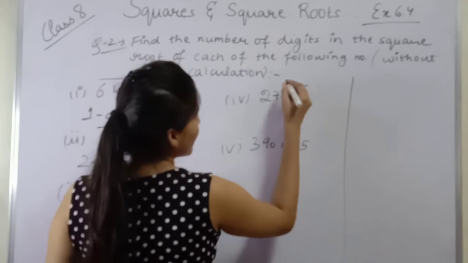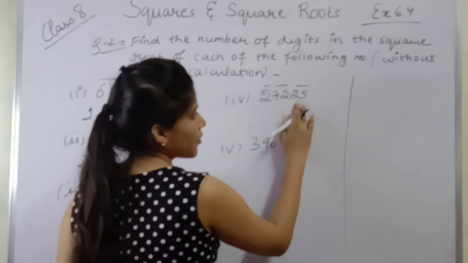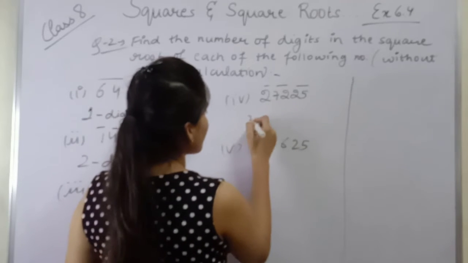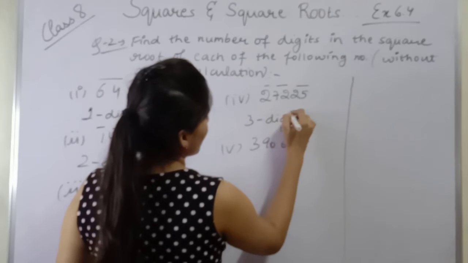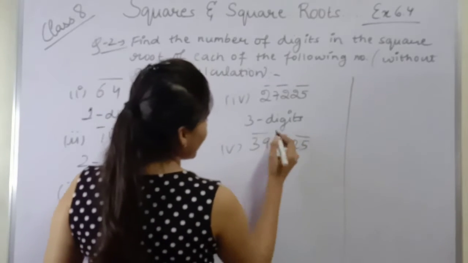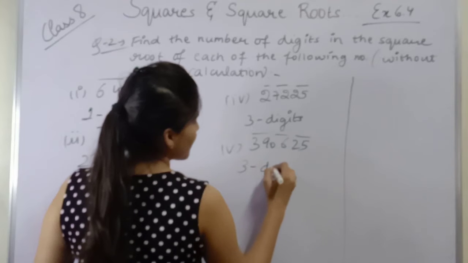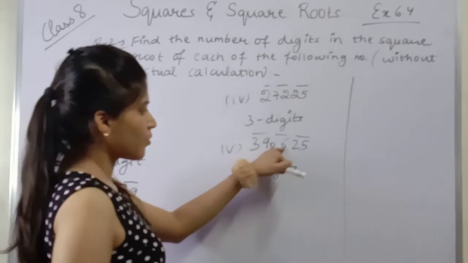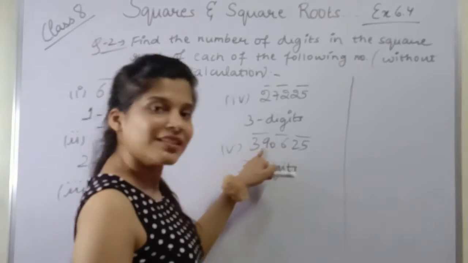Now in the fourth part, 3 bars. 1 bar on 25, 1 bar on 72, 1 bar on 2. So 3 digits. So in its square root there will be 3 digits. Similarly, in this also 3 digits because 3 bars. 1 bar on 25, 1 bar on 06 and 1 bar on 39. So again 3 digits.